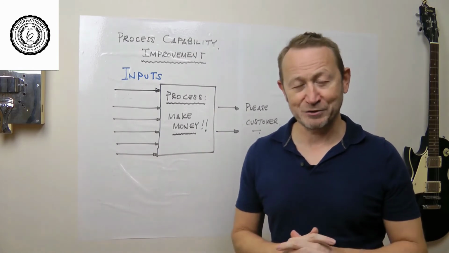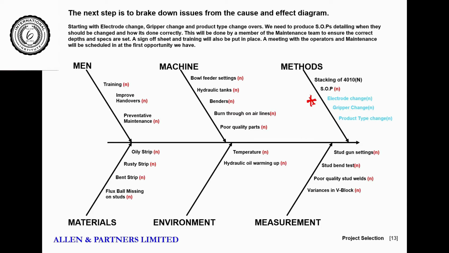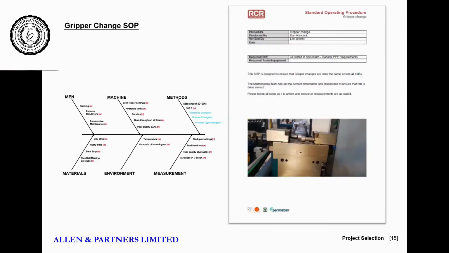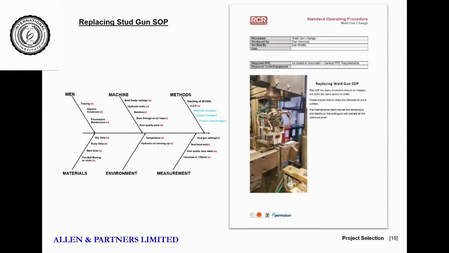So let's carry on and look at what they're doing on the cause and effect diagram. So here we are, look. Now they're looking at the machine, as I mentioned earlier. So now they're looking at electrode change, gripper change, and changing over the product type. And you see them now writing standard operating procedures. This is for the electrode changeover. What else have we got? This is a standard operating procedure for the gripper changeover. So they're coming up with standard ways of doing simple maintenance, setting up of the machine, etc. Replacing of the stud gun is another one. Okay, so again, standard operating procedure, standard way of doing this. Identify the variable, control the variable, and see what happens to the process.